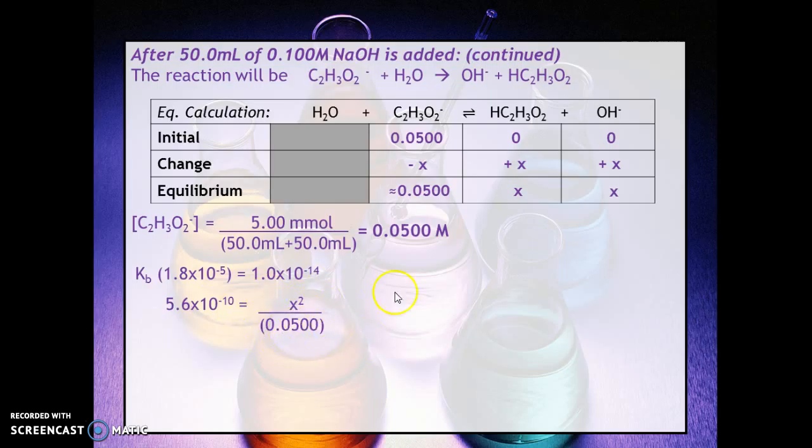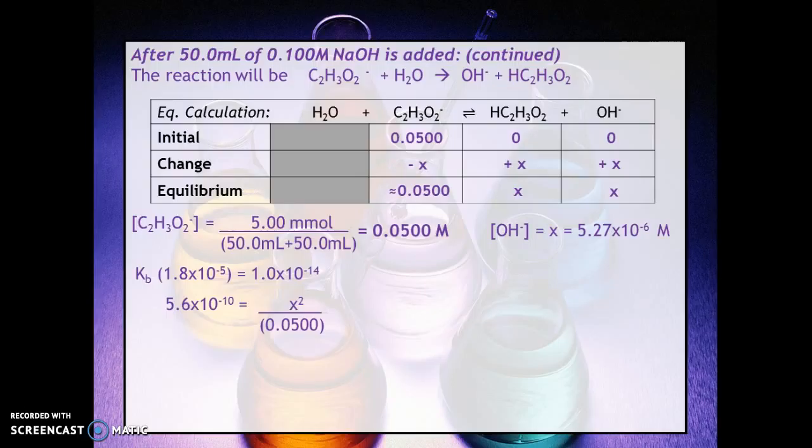Where did I get all this junk? Well, it's right up here. X squared, because they're my products, they're on top, reactants on the bottom, and I'm solving for X. Now I would do my 5% rule, and figure out, yeah, it was less than 5%.